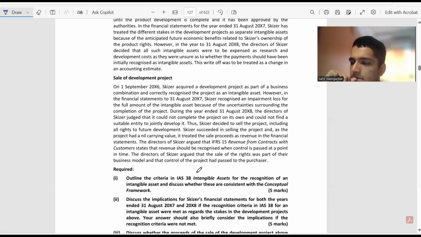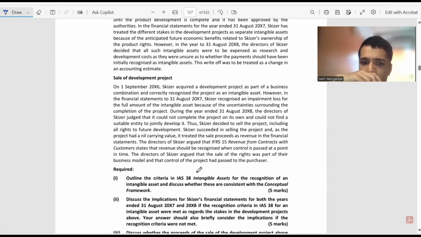This is because the recognition criteria include, first, the asset should be identifiable, the asset should be controlled by the entity, and the intangible asset should incur economic benefits to the entity. So these are some of the recognition criteria.